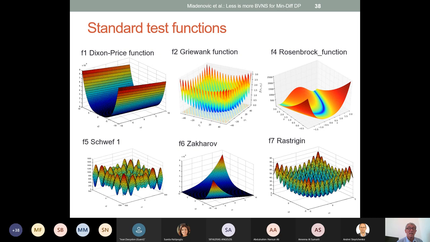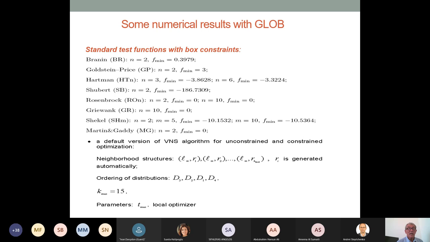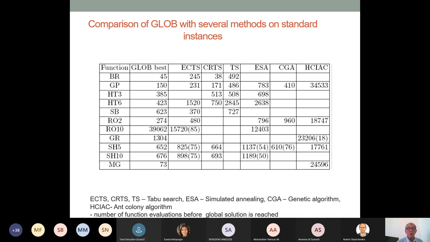So I will go back to here. Those are objective functions, and you see some old results. We have our VNS, where Glob VNS is this one. For the Brian function, we have 45; some tabu search needs 245 function evaluations, another tabu search 38, best in this case. Then you have simulated annealing, then ant colony optimization and so on. Here you can see what we did with 150 function evaluations. So you can see very good or best results on those when you compare with others.